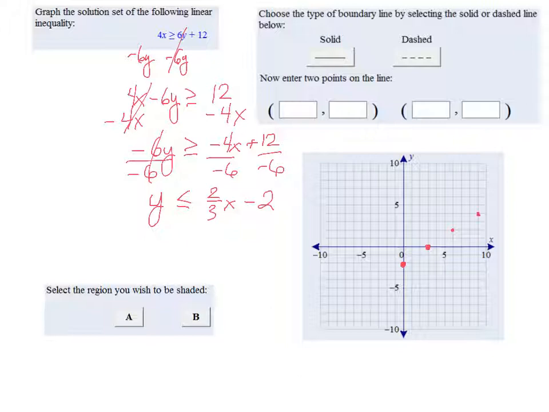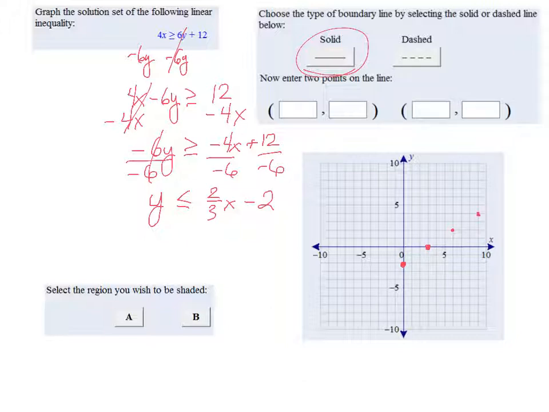Now I have to decide. Let's kind of go back to the software here. They want us to choose the type of boundary line. So what do you think? Should we make this line solid or should we make this line dashed? Remember, it has to do with the or equal to. Since it is an or equal to, I'd want to include all the points that land on the line. So I'm going to definitely click solid because that means or equal to.